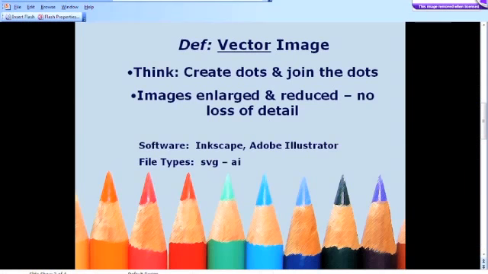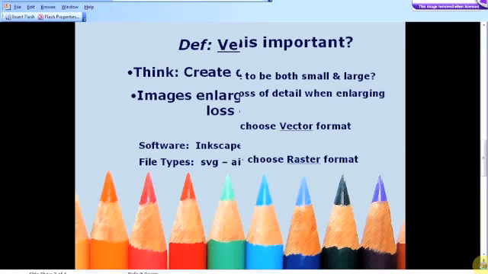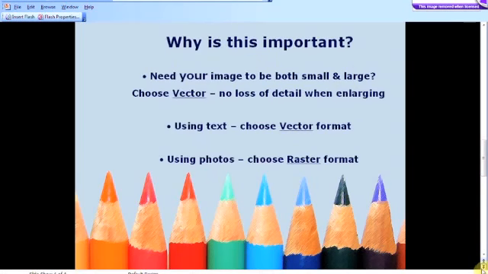So, what does this all mean? And why is it important? Well, if you need your image to be both small and large, for example your brand logo to be placed on a business card and also on a poster, then you'd be best to choose a vector format, because there will be no loss of detail when you're enlarging that image. If you're using text, then it's also best to use the vector format to retain the crispness of the text. If you're using photos, then it's best to use the raster format.